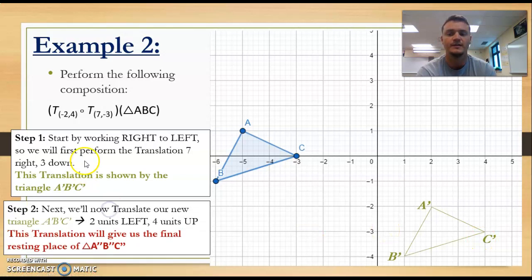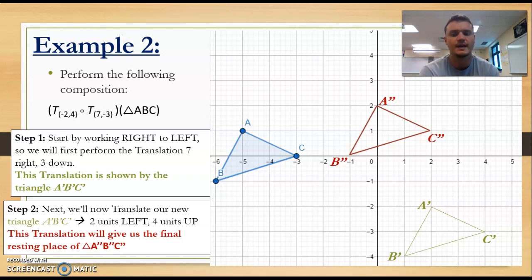And then the second transformation would be this left 2, up 4. So we're going to take our new triangle and move it left 2, up 4, and then we should get this next triangle, A prime, A double prime, B double prime, C double prime. Two translations is usually one of the easier ones.